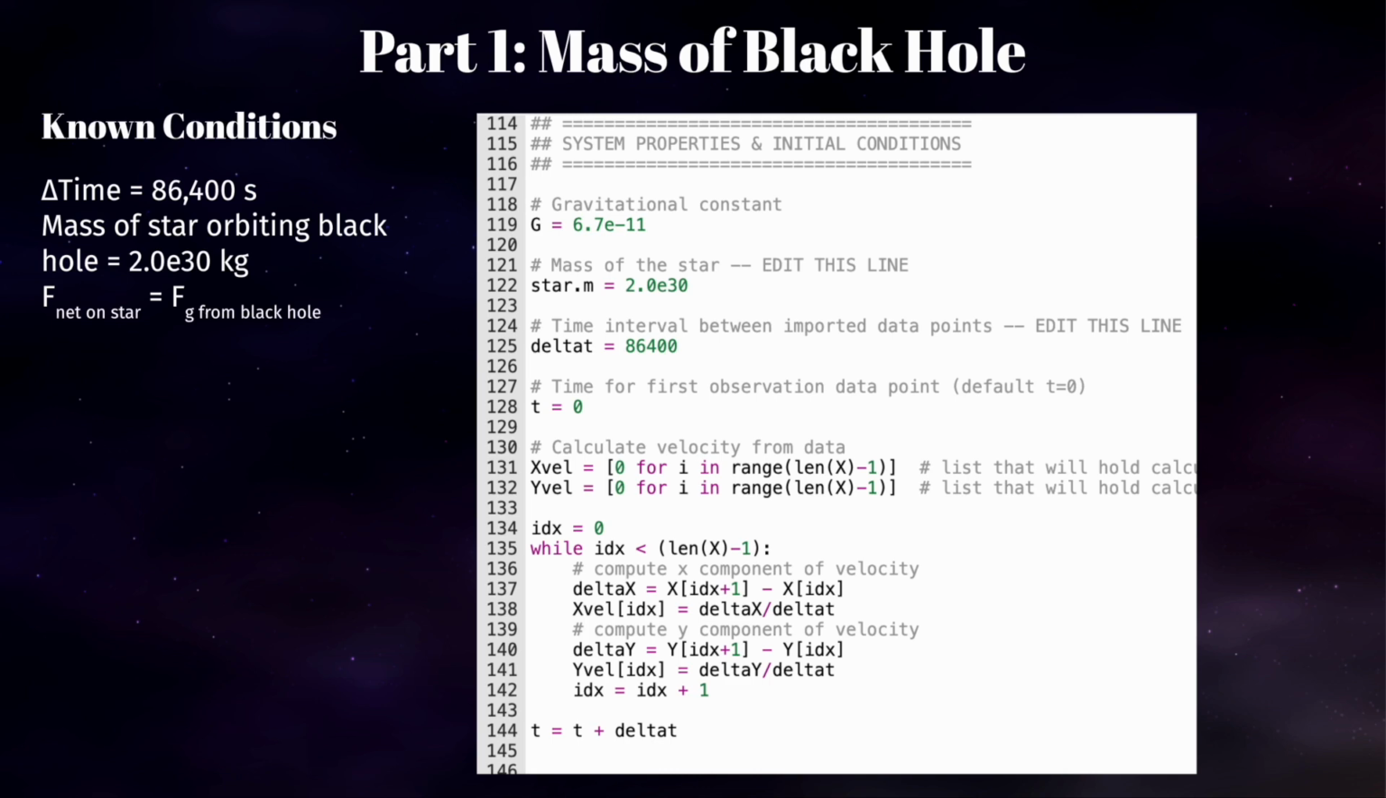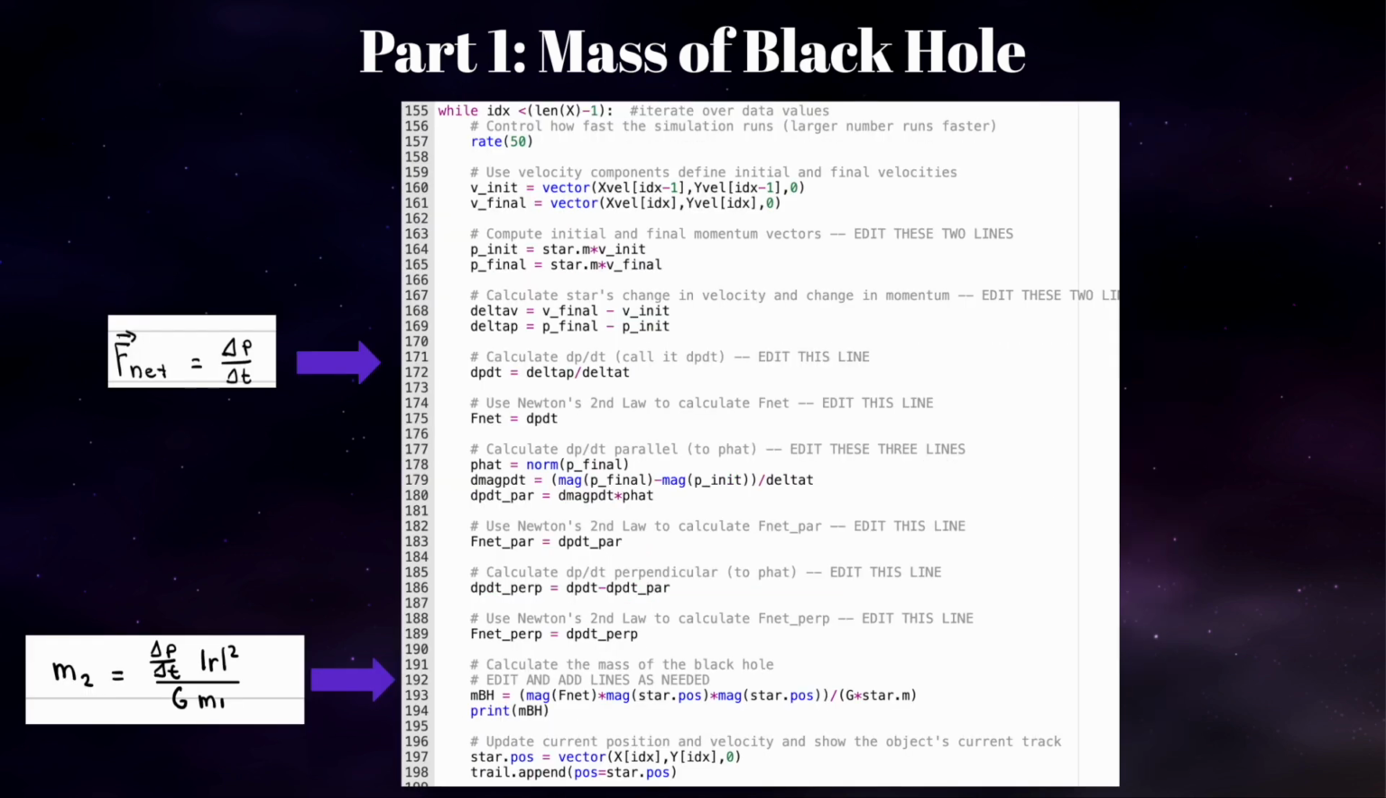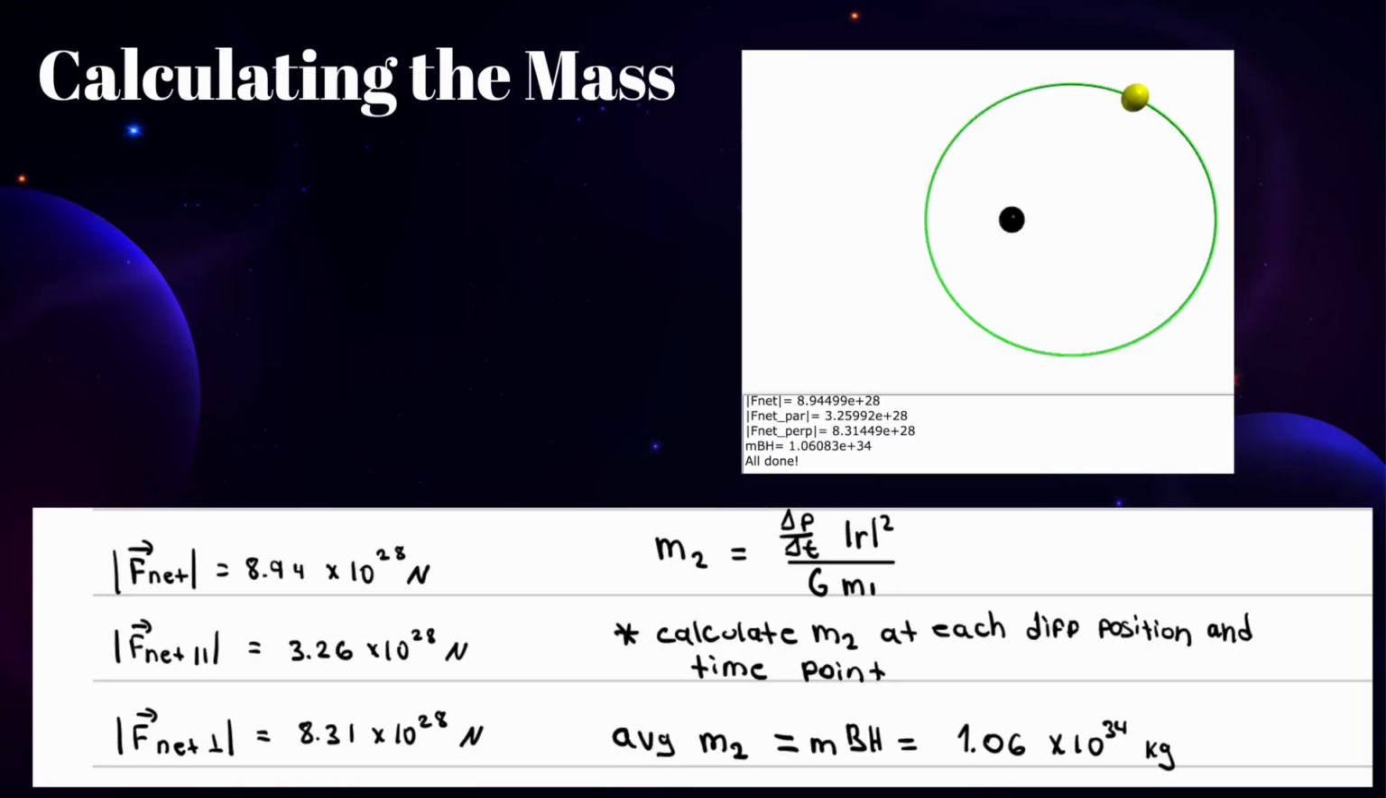So first off, we did all of this in GlowScript. Some of our known conditions were that our delta T is going to be 86,400 seconds, which is 1 Earth day in seconds. We have the mass of our star, and our F net is going to be the Fg, or the gravitational force of the black hole. Then we solved for F net using Newton's second law, by doing change in momentum over change in time, as you see in this first area, and then at the bottom we would use the equation that we came up with to find the mass. At this point we're going to have a bunch of different time points, and you'd have to calculate the mass individually at each point. So to say what the mass is overall, it would be the average mass, and that's what it gave us in the computational code that we did on GlowScript.